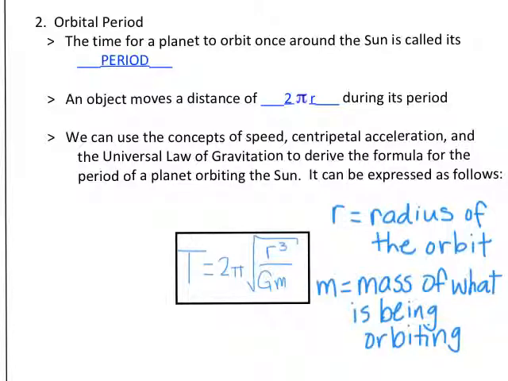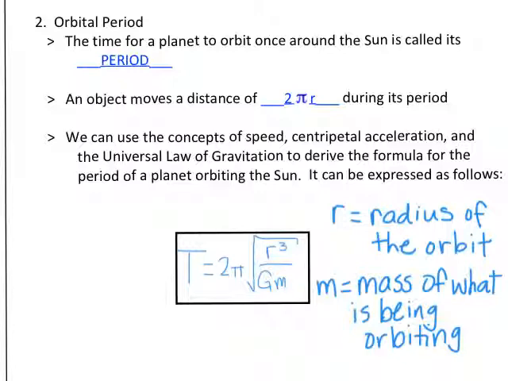At the beginning of the chapter, we talked about the period of an object as being the time it takes to make one full revolution. Well, the same thing applies to something in orbit. So the time for a planet to orbit once around the sun is called its period. The object does move a distance of 2 pi r during its period, so we are assuming a circular orbit, even though it might not be exactly a circle, but it's going to be close enough for our purposes.